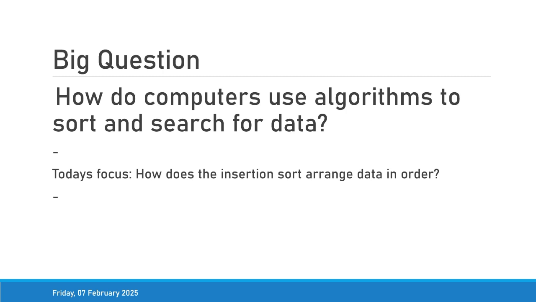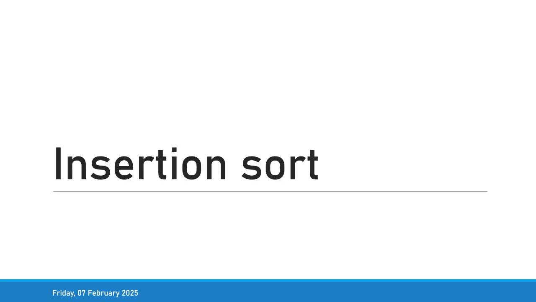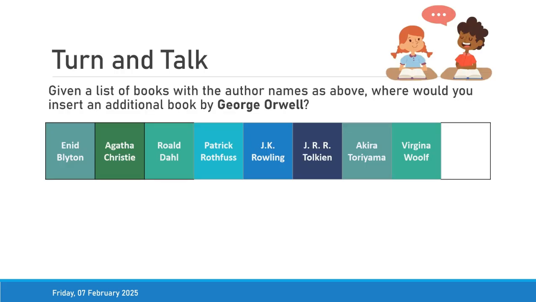Last week, we talked about how the bubble sort is a really simple but really slow algorithm to use. It helps us to sort data, but we have to take multiple passes through that data to have it sorted. Today, we're going to look at the insertion sort, and the insertion sort is much, much faster.